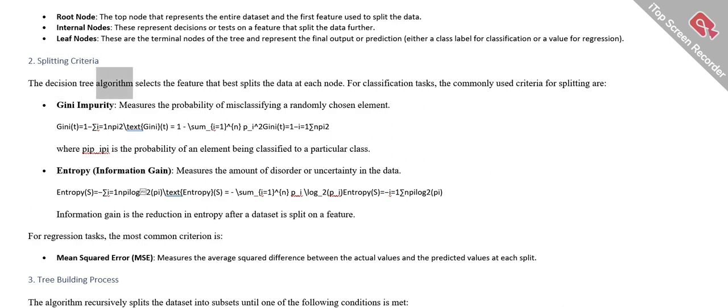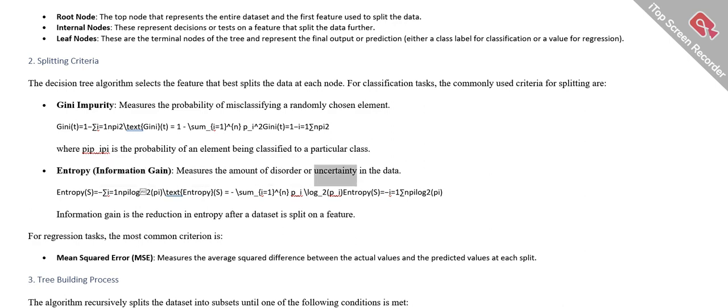2. Splitting criteria. The decision tree algorithm selects the feature that best splits the data at each node. For classification tasks, the commonly used criteria for splitting are: Gini impurity, which measures the probability of misclassifying a randomly chosen element. Gini(T) = 1 - sum from i=1 to n of p_i^2, where p_i is the probability of an element being classified to a particular class.